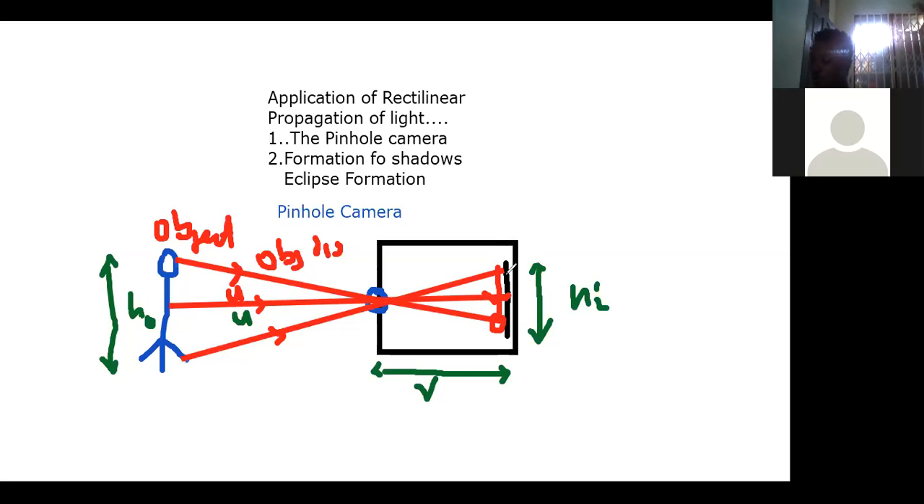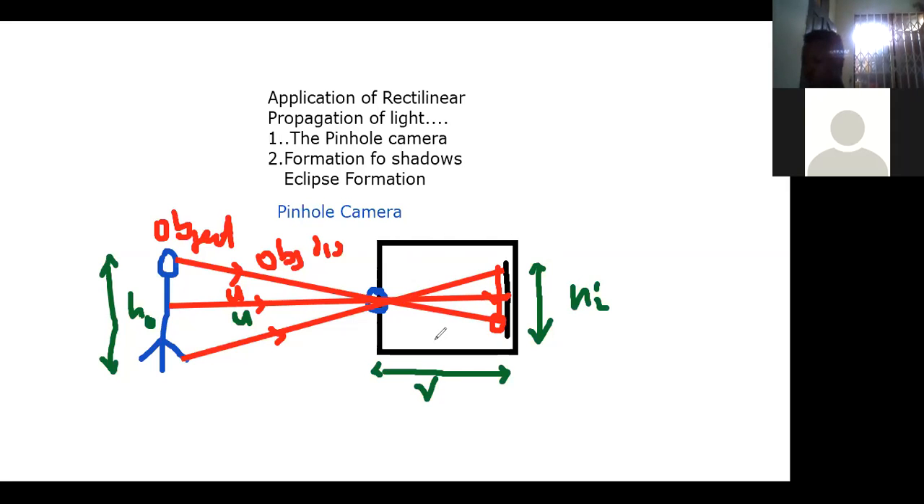Now the camera also must always be covered with a black cloth. In those days, they always covered the camera with a black cloth to prevent light from other sources or other parts from entering and affecting the image production. So the camera must always be covered with a black cloth to prevent light entering through the sides and the edges, especially when there are leakages or something.